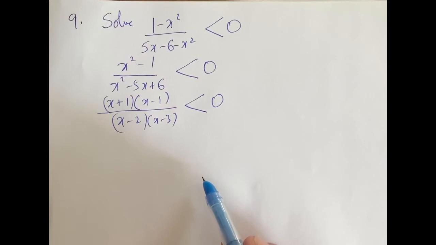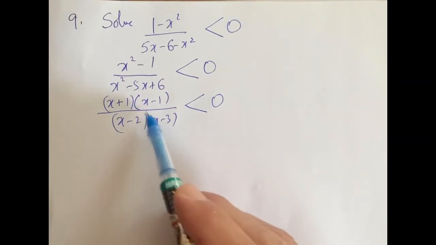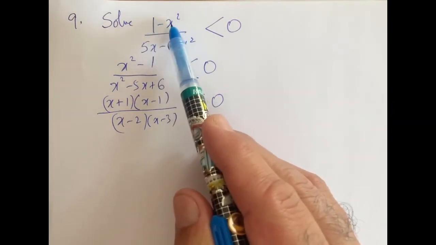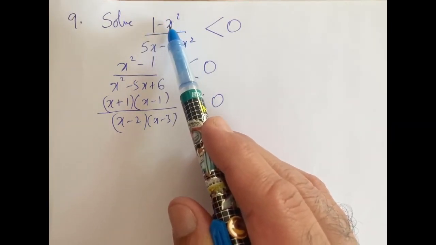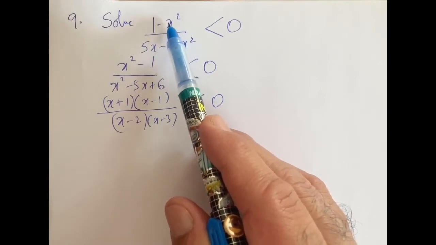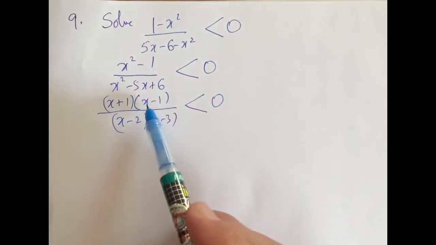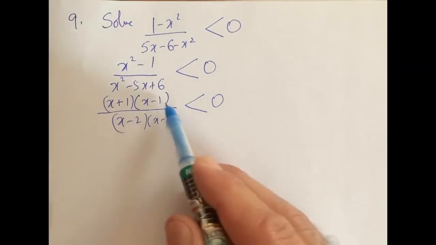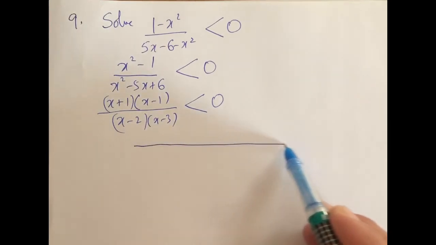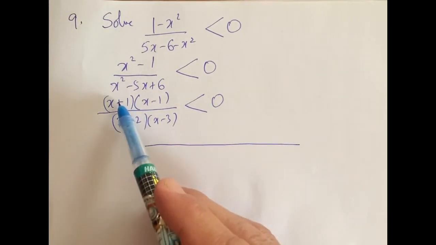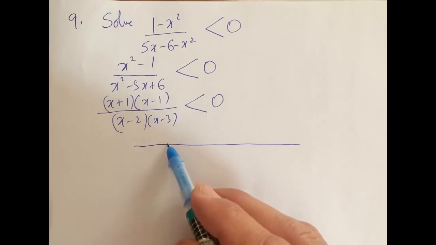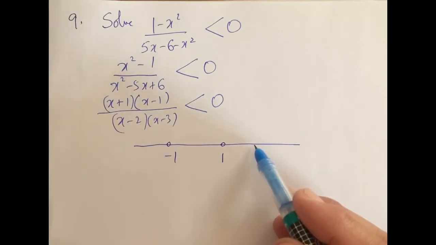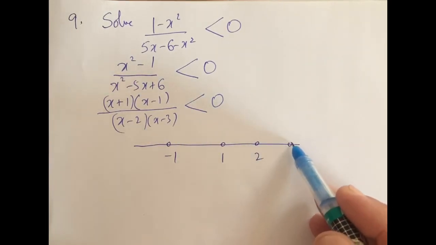We have 4 factors. In each of 4 factors coefficient of x is 1. The reason for multiplying numerator by minus 1 was to make coefficient of x square positive. If coefficient of x square is positive, then factors will have positive sign. Now we have 4 factors. We draw a number line. We put each factor equal to 0. This one gives us x equal to minus 1. This will give us x is equal to 1. Next is x equal to 2 and third is x is equal to 3.